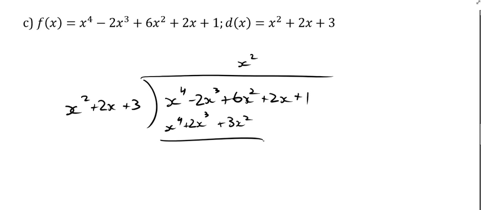x to the 4th minus x to the 4th, 0, good. Negative 2x cubed minus 2x cubed should be negative 4x cubed. 6x squared minus 3x squared is 3x squared. I bring down the 2x and I repeat. And notice how I have 3 terms here and I have 3 terms here. Like, that's not by accident. It's going to work out that way. It's going to happen that way every time as we proceed through the rest of the question.